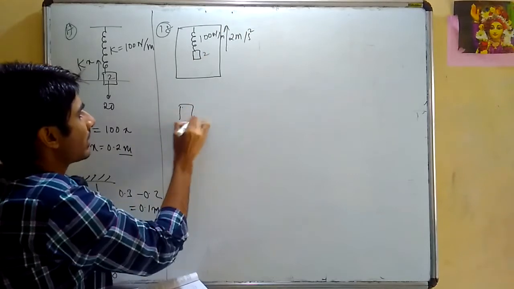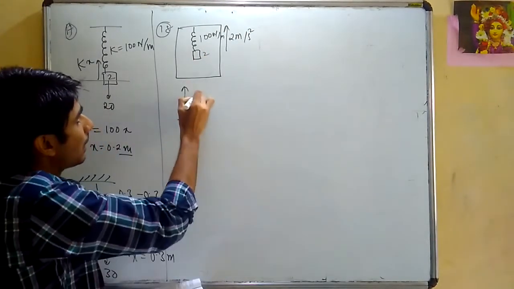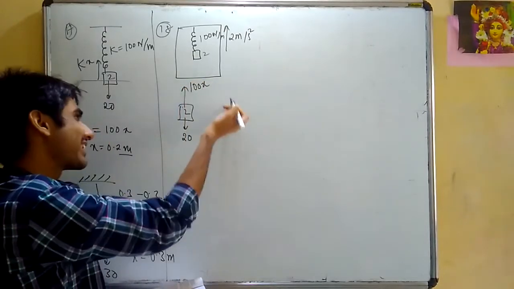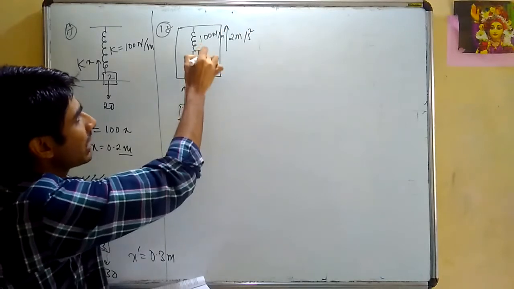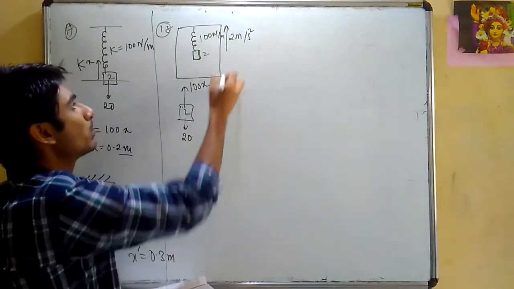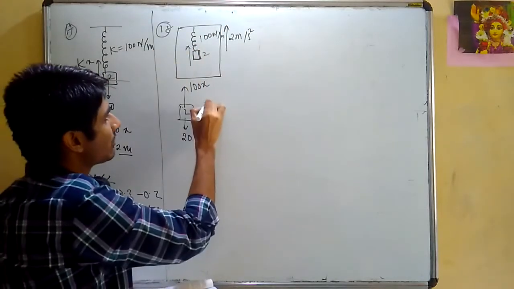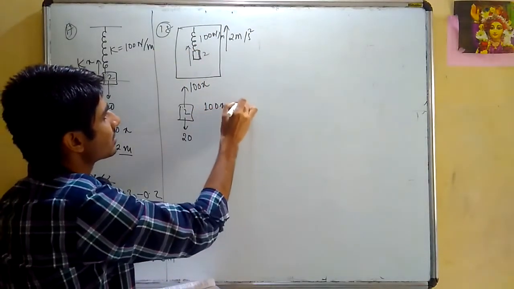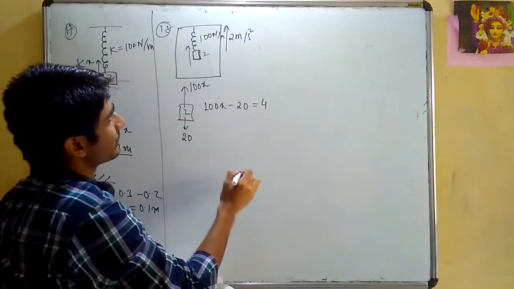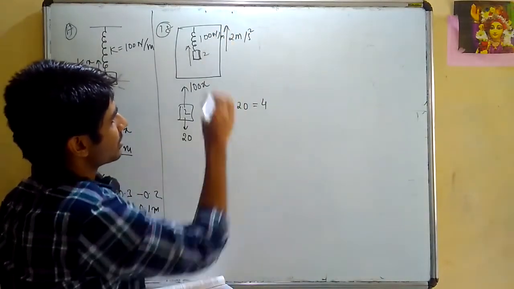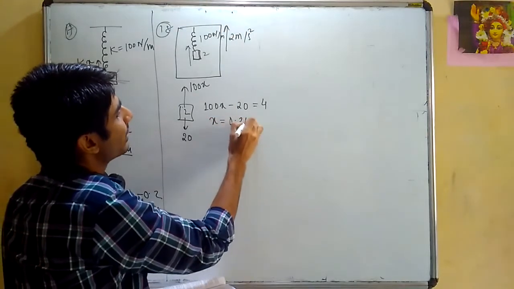So if I draw the free body diagram of the 2 kg, downward is mg, the weight, which is acting, upward say for example 100x. But for this I cannot equate because this is moving up with an acceleration of 2. So I'll take the upward forces as positive because the acceleration of the 2 kg is upward. So what equation will I write? 100x minus the weight equals mass into acceleration, right? So x is what? 24 by 100, 0.24 meter.